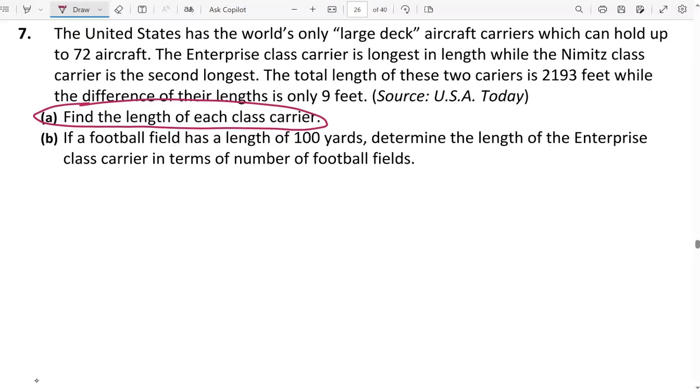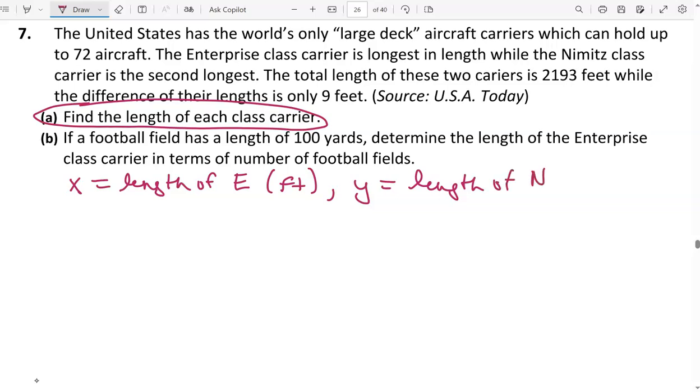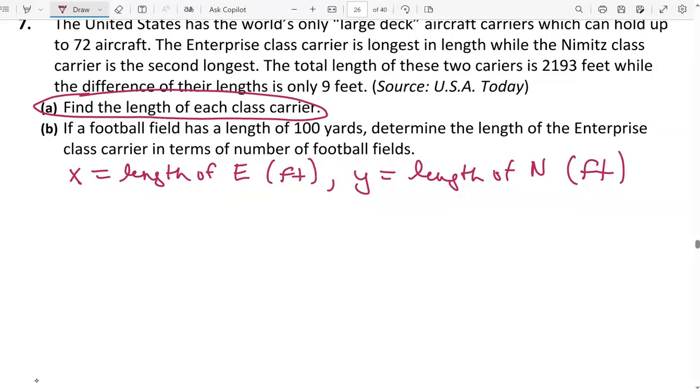So if we let x equal the length of the Enterprise, measured in feet, and then let y equal the length of the Nimitz, again measured in feet. What they tell us is that the total length of the two carriers, their two lengths added together, is 2193, and the difference is 9 feet.